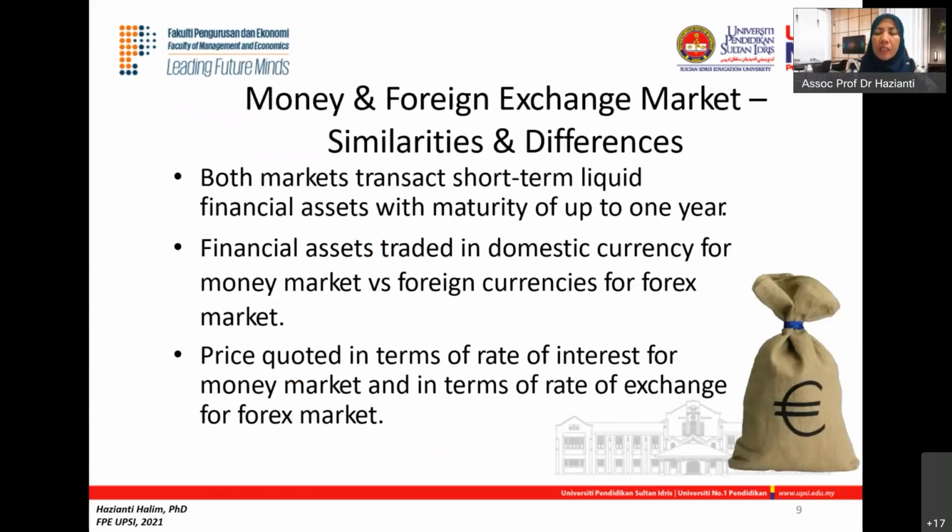So both the money market and foreign exchange market actually transact in short-term liquid financial assets with maturity up to 1 year. So when we say short-term, it must be less than 1 year.